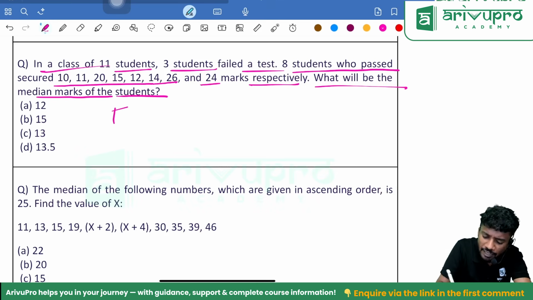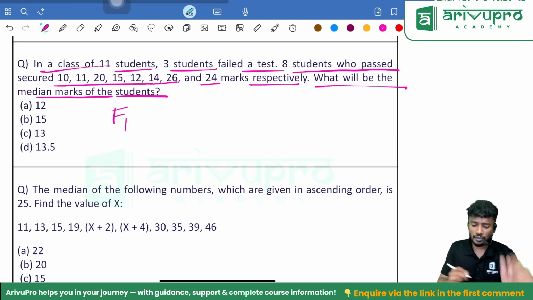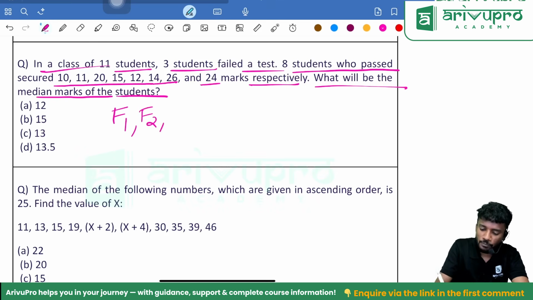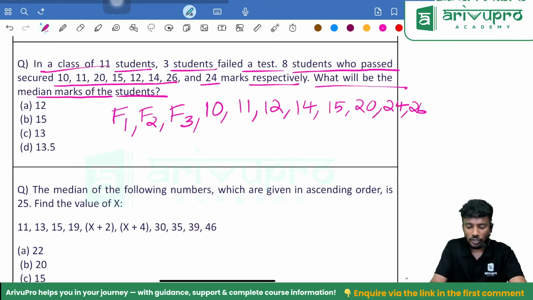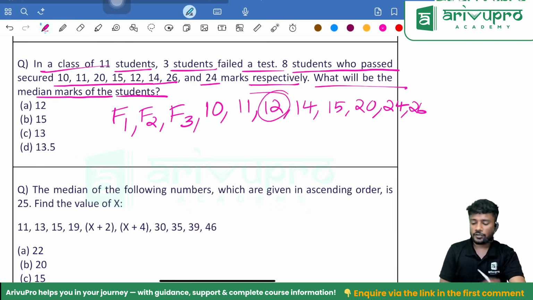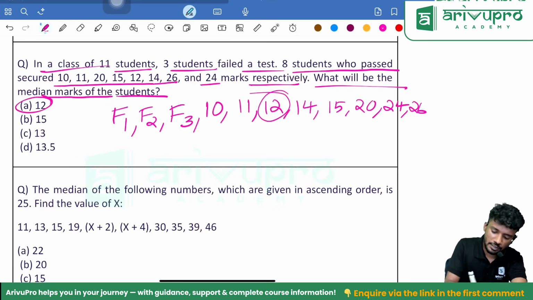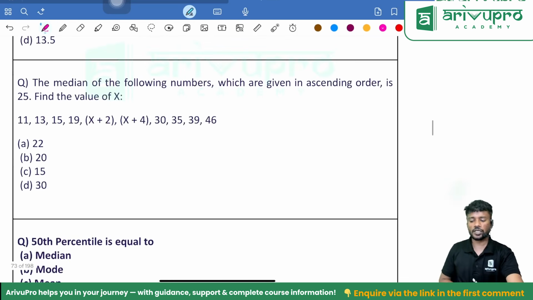So let F1 be the failed student's least mark. Then F2. Then F3. Then next mark is how much now? Next biggest mark is how much? 10. Then 11. Then 12. Then 14. Then 15. Then 20. Then 24. Then 26. Anything else? No. You tell me, what is the median mark? Middle value is how much? 12. Answer is 12.